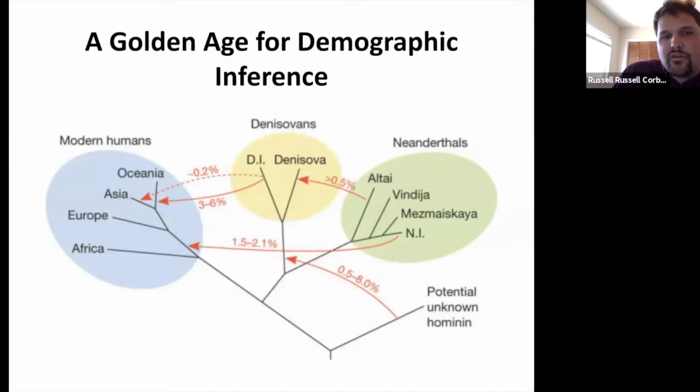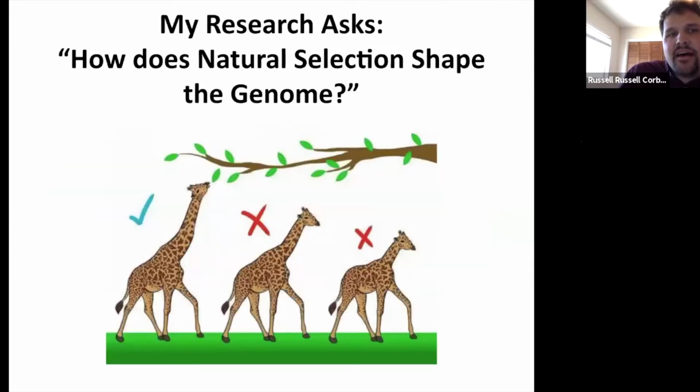This of course summarizes the work of David Reich and many, many other people. This isn't just one study, but it's still a pretty impressive feat that we have such a detailed map of human ancestry in recent times. In contrast, my research is trying to ask a slightly different question, which is how does natural selection shape the genome?